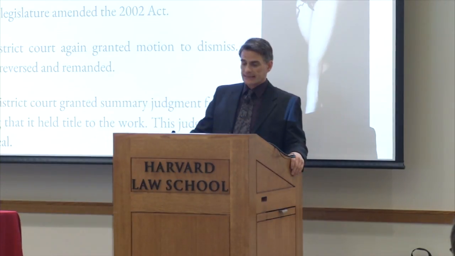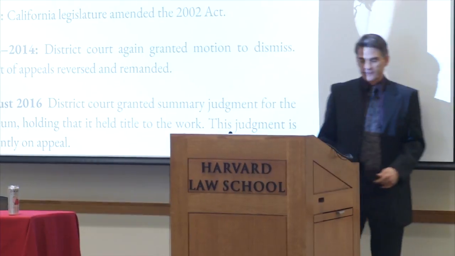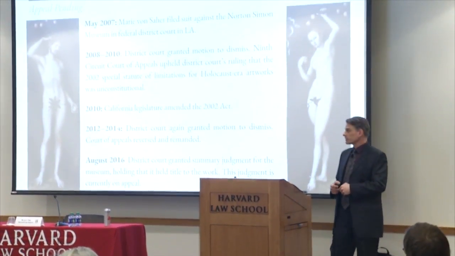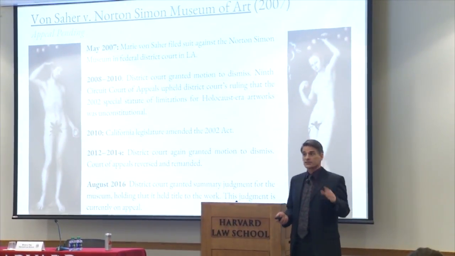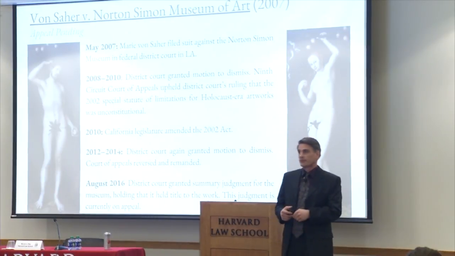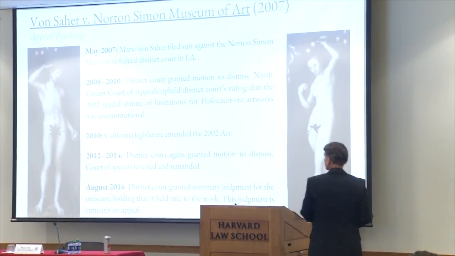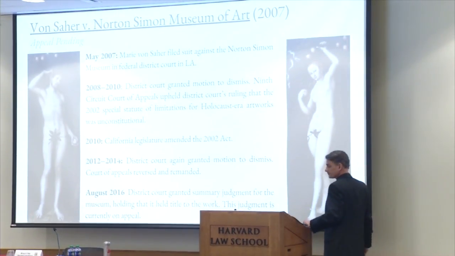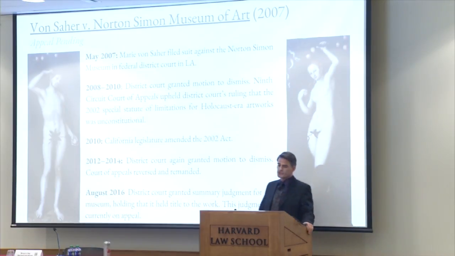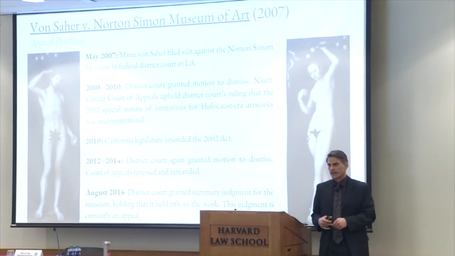Okay. I thought I would look a little bit more closely at just a couple of the still pending cases. Many of the cases in the book have been resolved. Some are still pending. The Von Saher case in California. Again, these artworks belonged to a very well-known Jewish dealer in Amsterdam, Jacques Goudstikker.